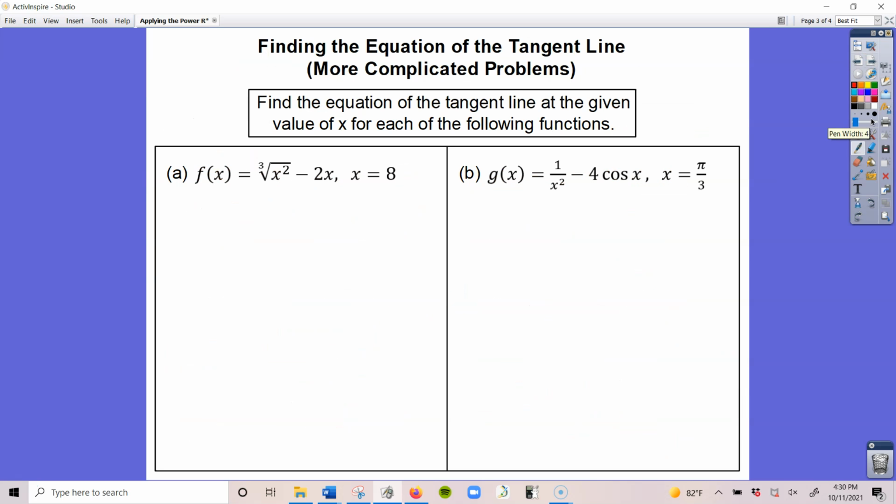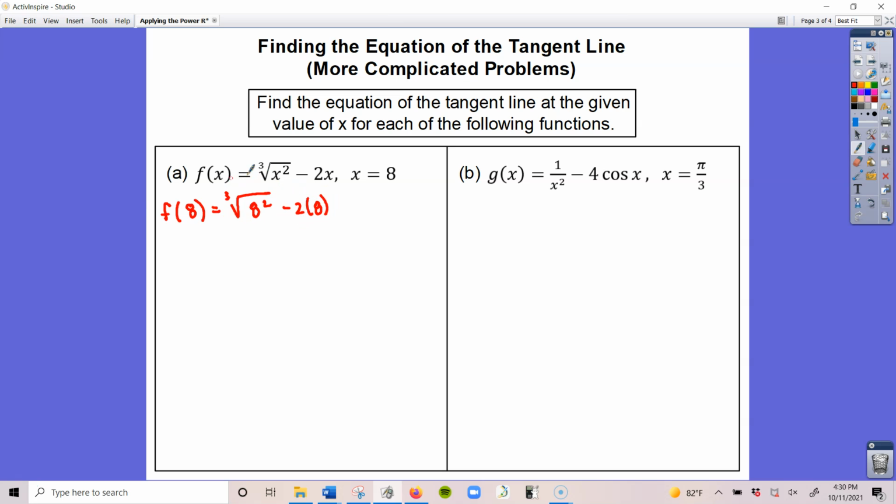Now let's review once again how to find the equation of the tangent line when you're given some functions with these rational exponents or with trig. So let's try with this first one. We have f of x is equal to the cube root of x squared minus 2x when x is equal to 8. So the first thing that I'm going to need is my point of tangency, so f of 8. So we're going to plug that in. That would be the cube root of 8 squared minus 2 times 8.